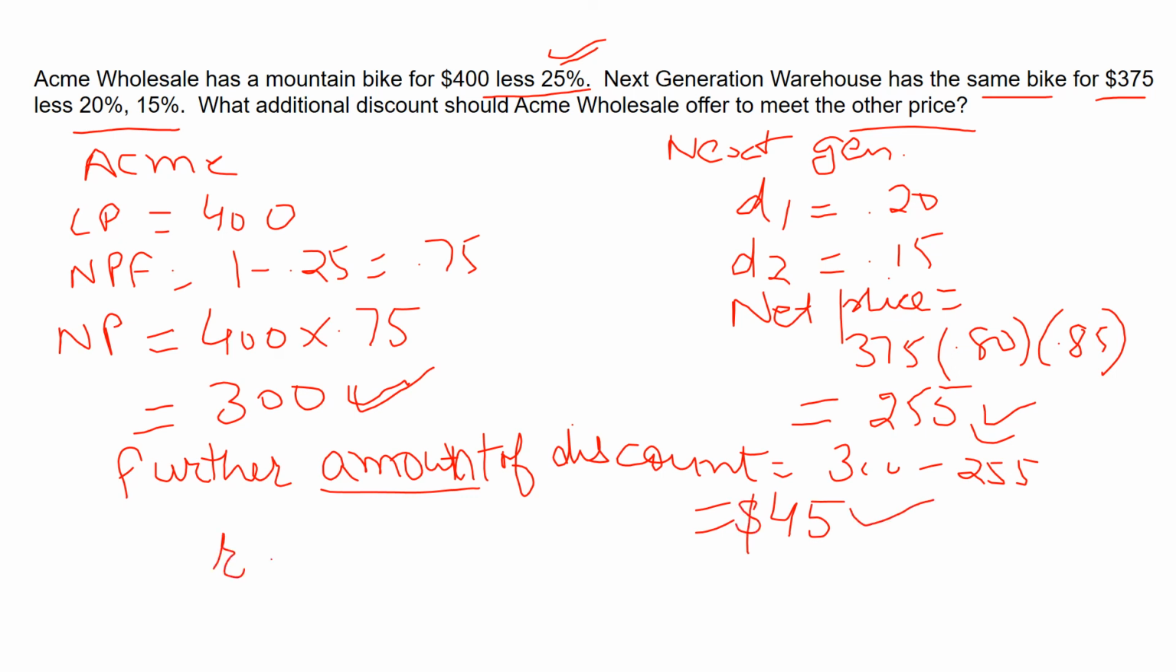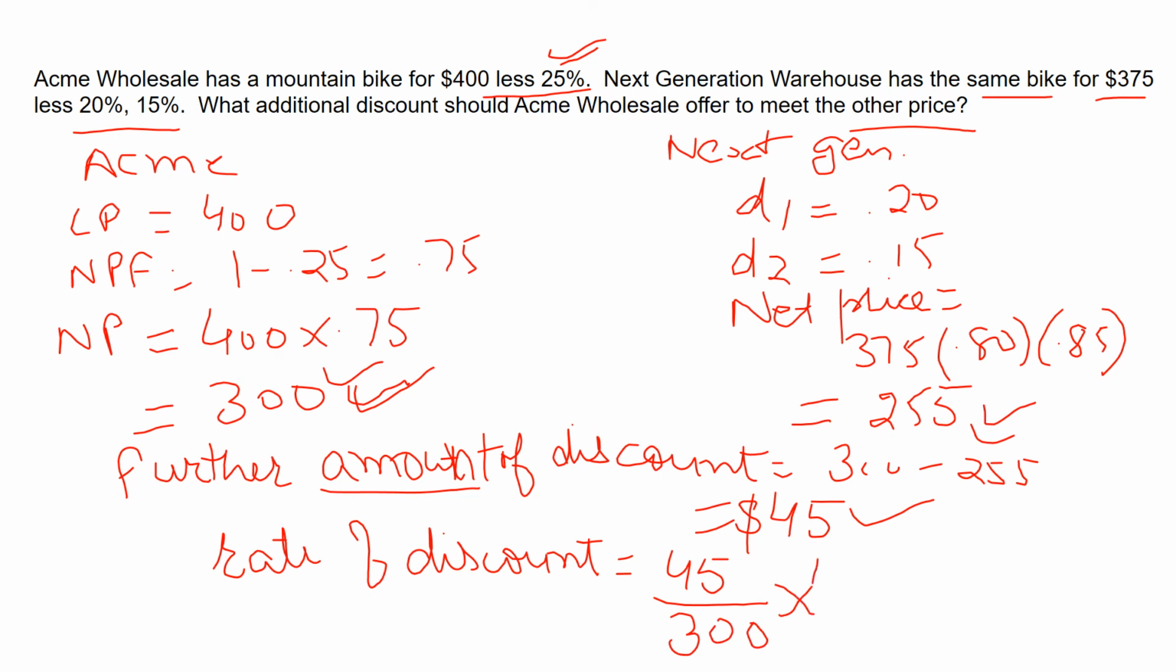Now rate of discount is calculated in percentage. So 45 against 300, times 100, because this is a rate. We multiply by 100 and this comes out to be 15%. So Acme Wholesaler will have to reduce the bike price by another 15% to match the Next Generation price.